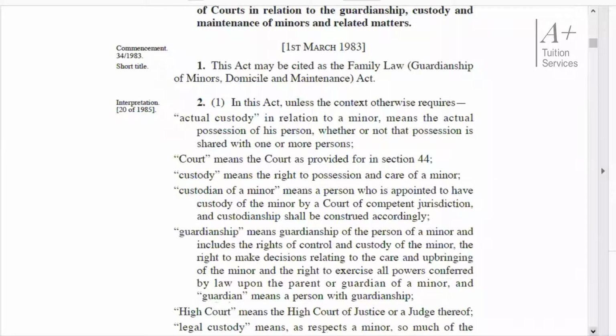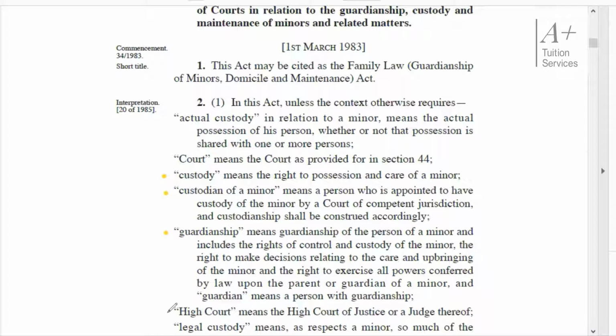In this act, they will define everything. They will define what is a court. They will define what is custody, which means the right to provision and care of a minor. We have custodian of a minor, which means a person who is appointed to have custody of a minor by a court. We have guardianship, which means a person of a minor includes a right of control. Guardianship doesn't mean parents, it could mean a grandparent for that matter.